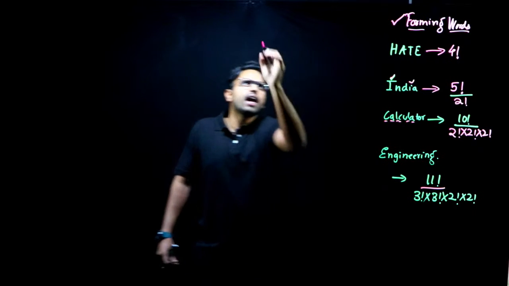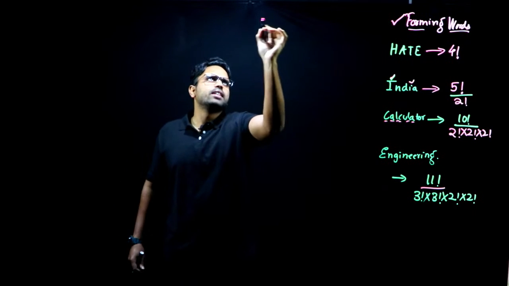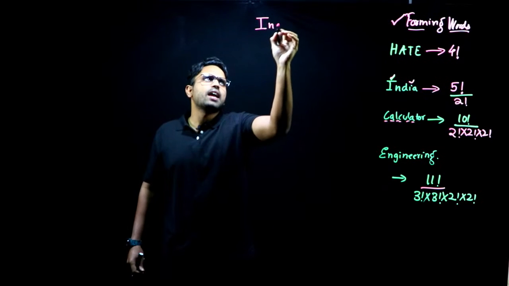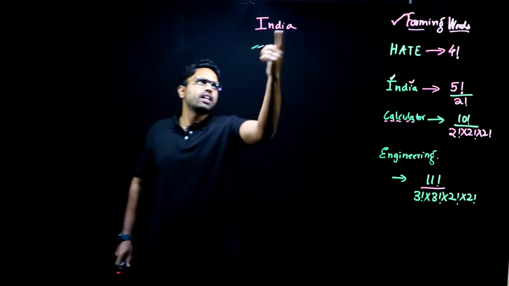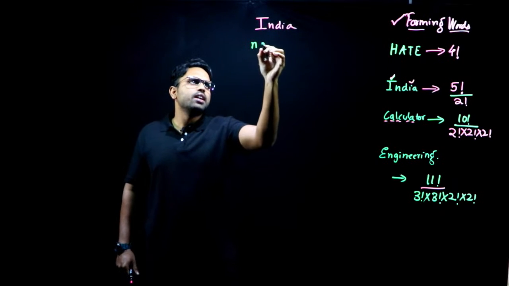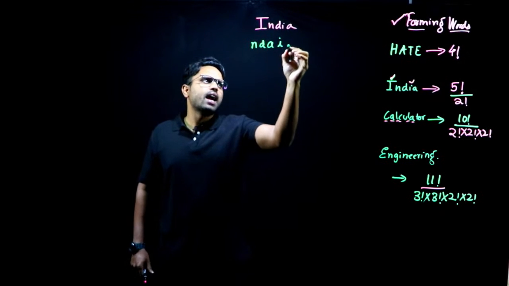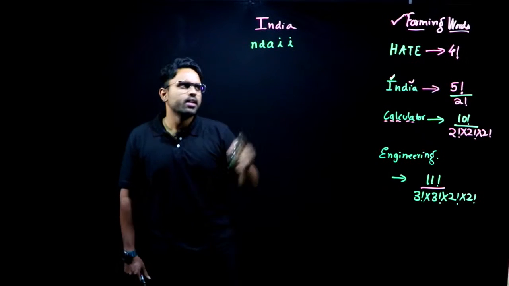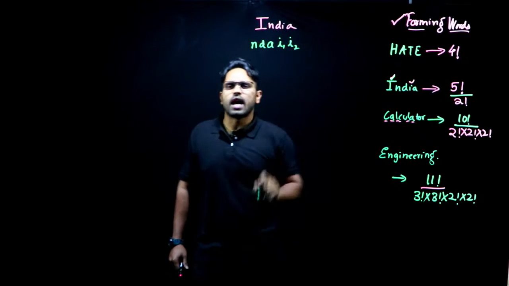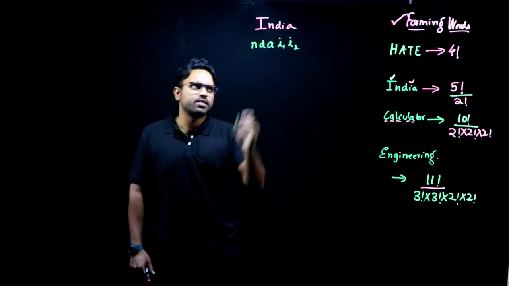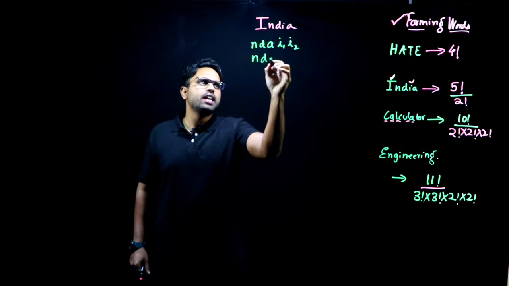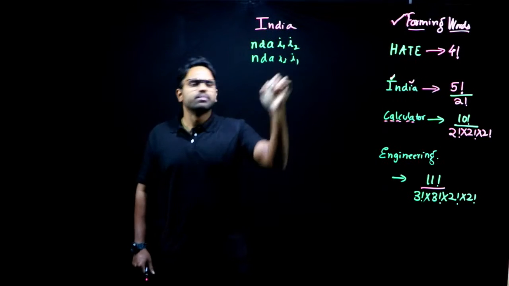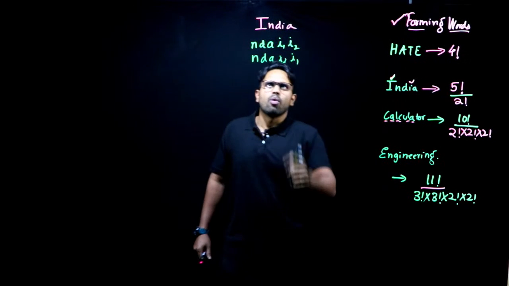Let me take the word INDIA. I can rearrange it something like this: N, D, A, I and I. Now I say this is I1 and this is I2. Again, a different way I can write it is N, D, A, I2, I1. Now, what did I do?